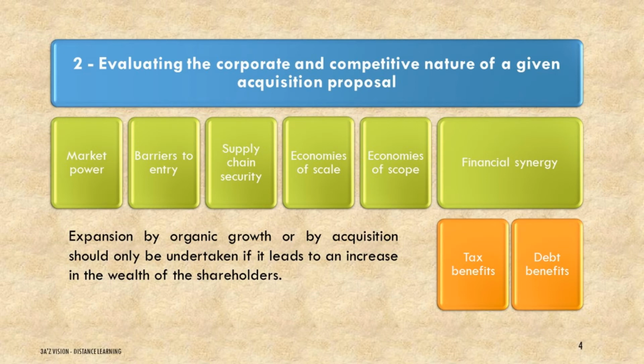Evaluating the corporate and competitive nature of a given acquisition proposal. Expansion by organic growth or by acquisition should only be undertaken if it leads to an increase in the wealth of the shareholders. There are 6 main elements involved: market power, barriers to entry, supply chain security, economies of scale, economies of scope, and financial synergy, which includes tax benefits and debt benefits.